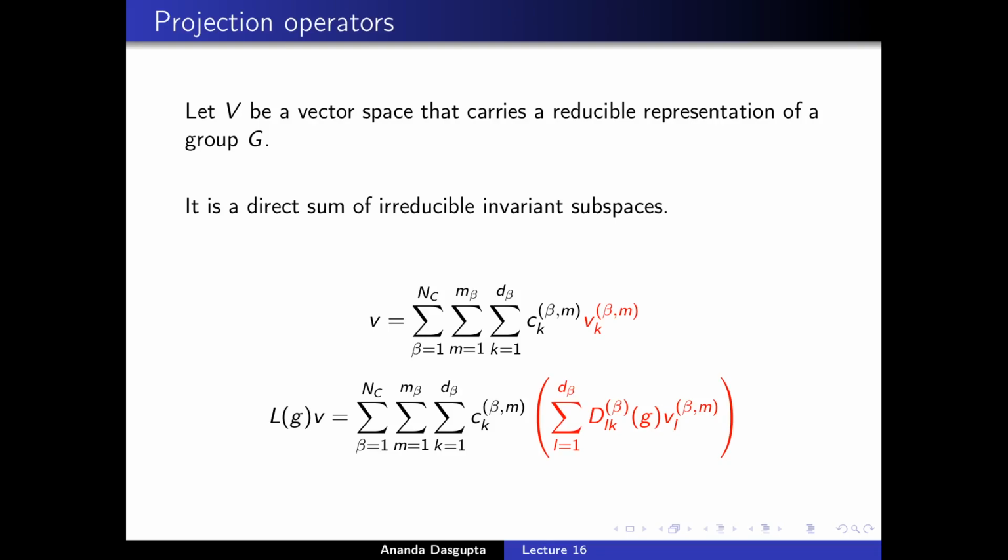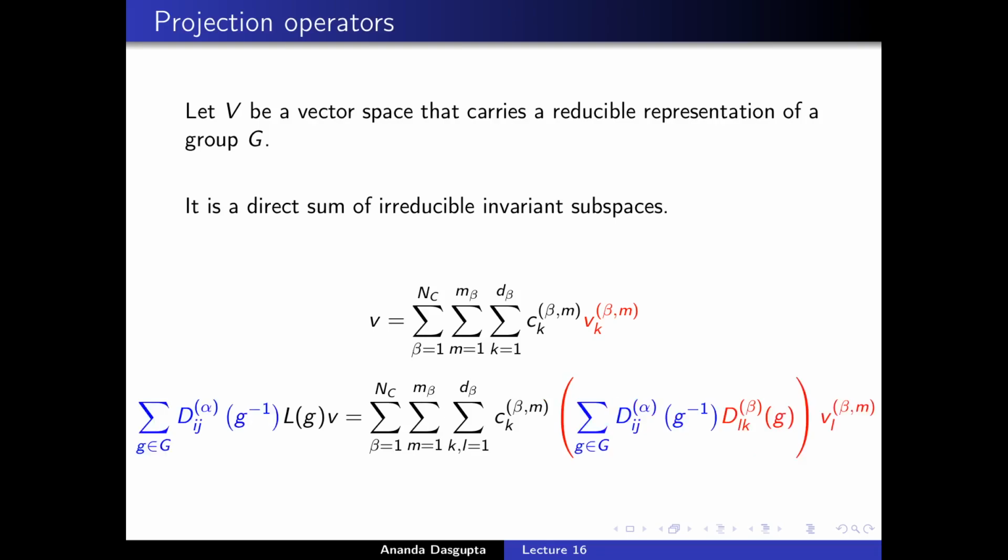In order to use that, what we are going to do is multiply both sides of the equation by the numbers d alpha ij g inverse, where alpha is the label of some irrep, and then we are going to sum up over all group elements. So this is being done on both sides, and the new things that we have put in, I have indicated in blue here. But now notice that the sum over the group on the right is only done over d alpha ij g inverse d beta ik g. The rest, of course, are independent of the particular group element you have chosen.